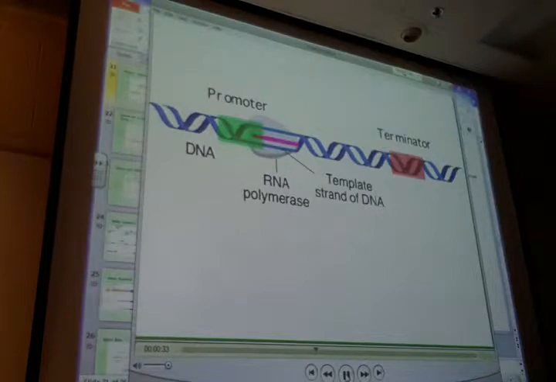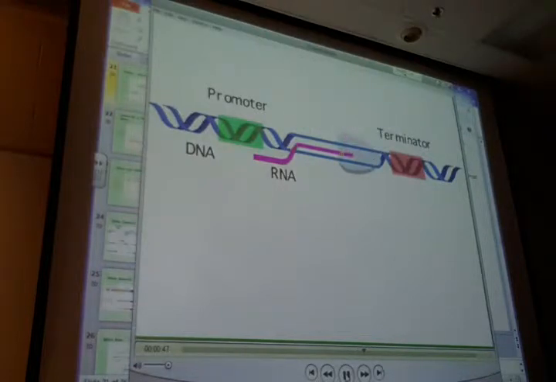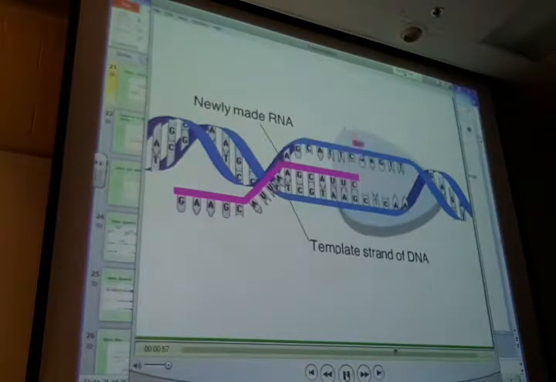The second stage of transcription is elongation. RNA polymerase moves along the DNA, adding nucleotides to the end of the growing RNA molecule. The RNA strand peels away, allowing the two separated DNA strands to come back together. Here's a close-up view of elongation. RNA nucleotides pair up with their complementary DNA bases on the template strand. Note that U in RNA pairs with A in DNA.